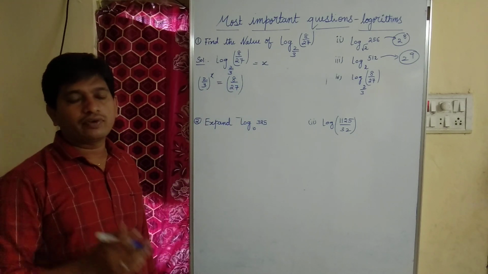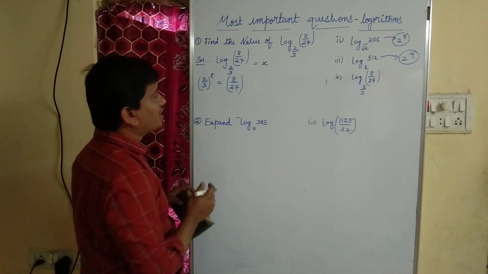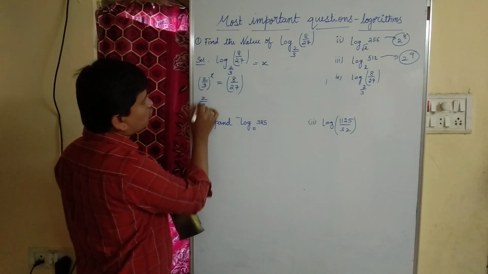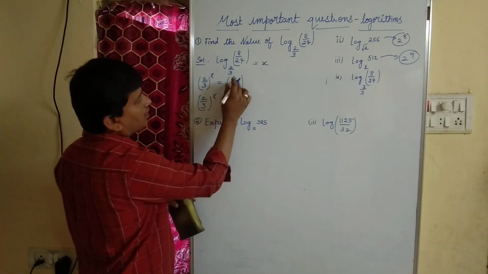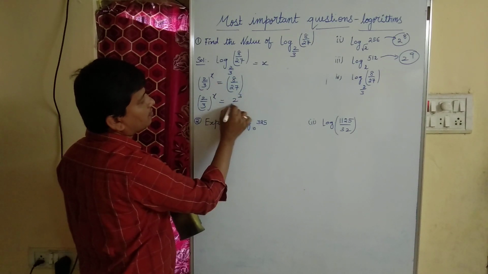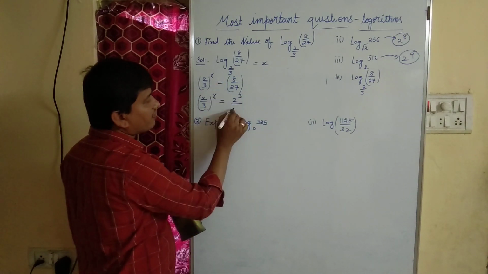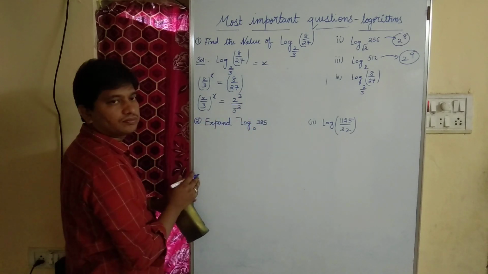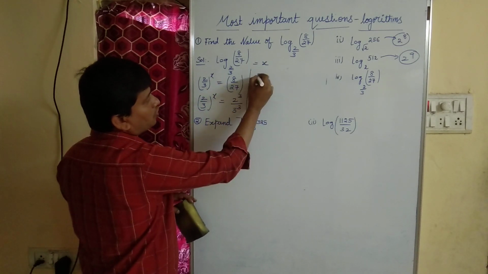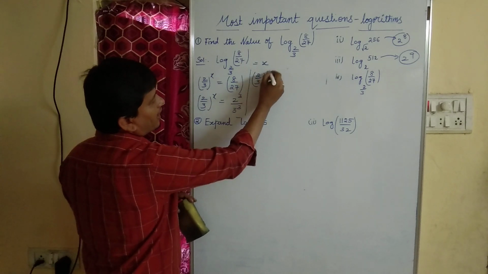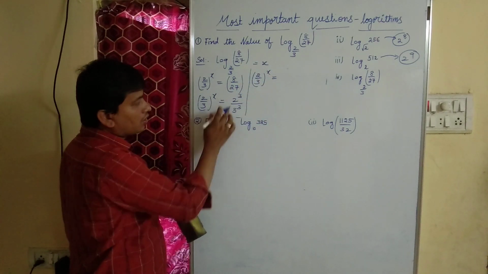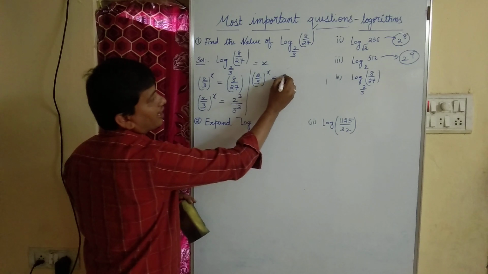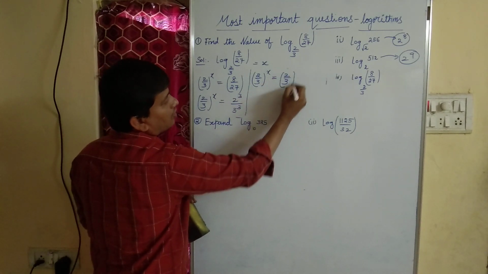How can we write 8 by 27? 8 in the sense, 2 cube. And 27 nothing but 3 cube. Right? So 2 by 3 whole to the power x equal to 2 cube by 3 cube. I can write as 2 by 3 whole cube.